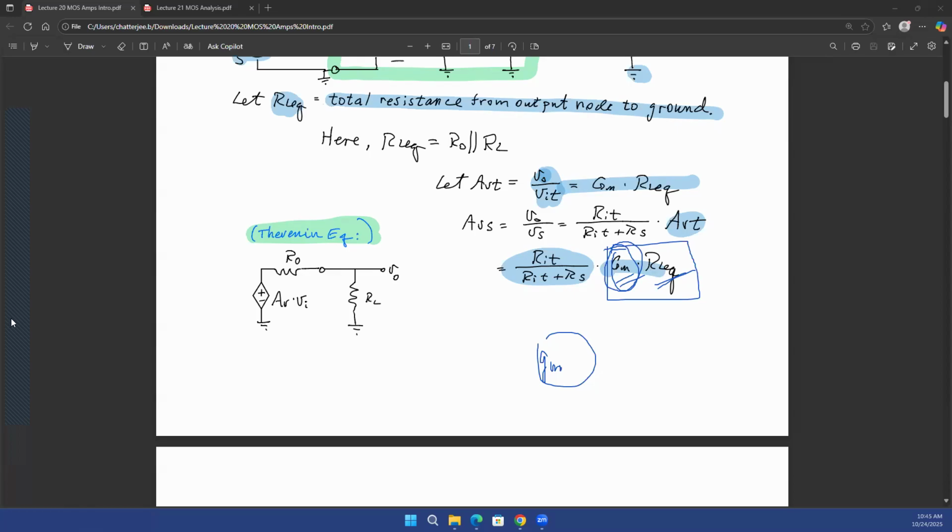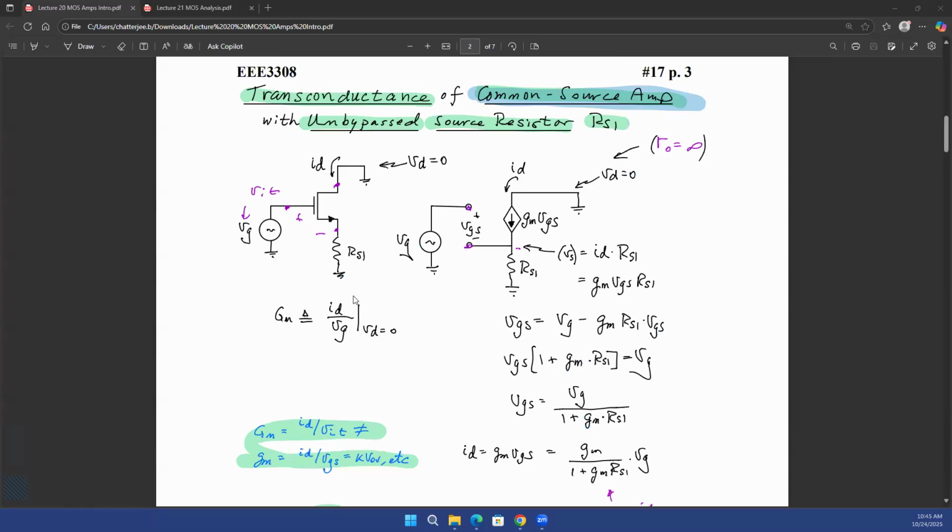And we are now trying to find out what the effective GM and effective R equivalent of the overall circuit would be, and not for the MOSFET itself. Because for the MOSFET, it's very well known, right?